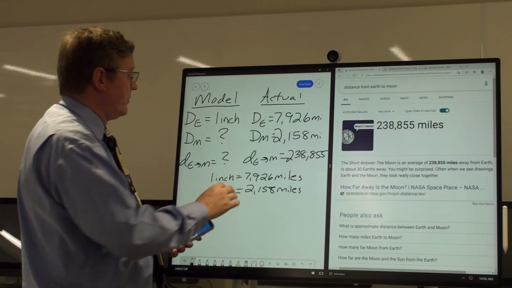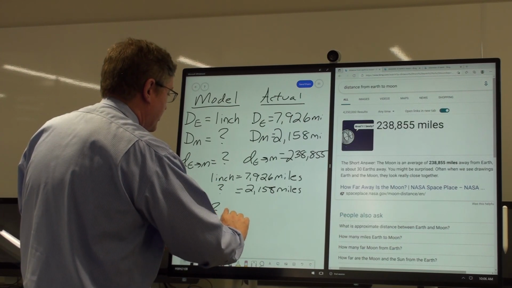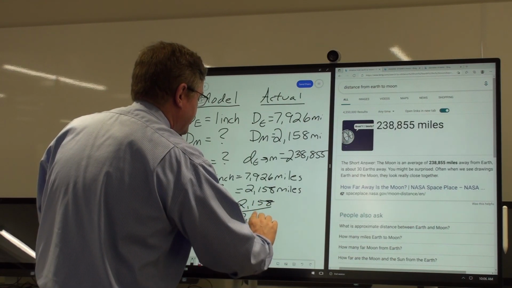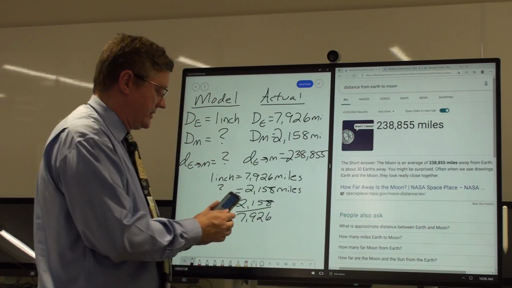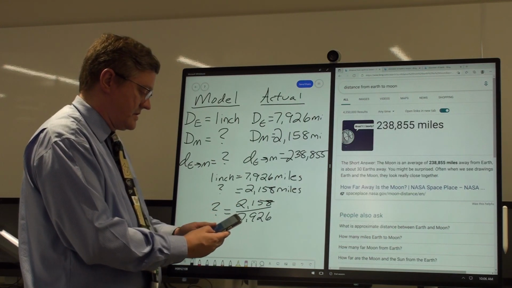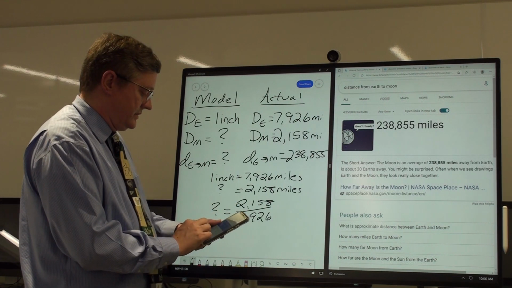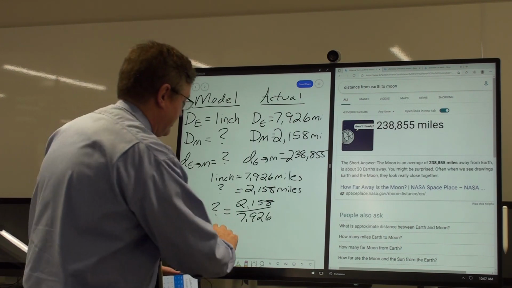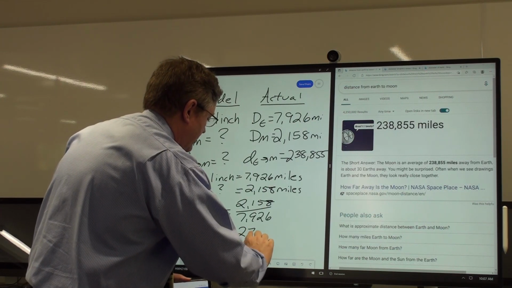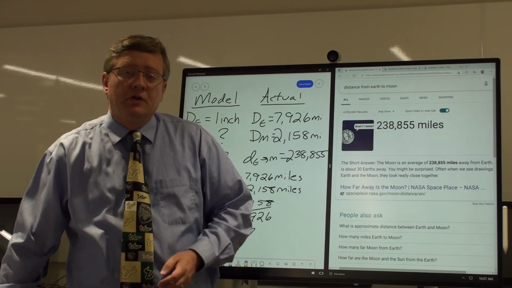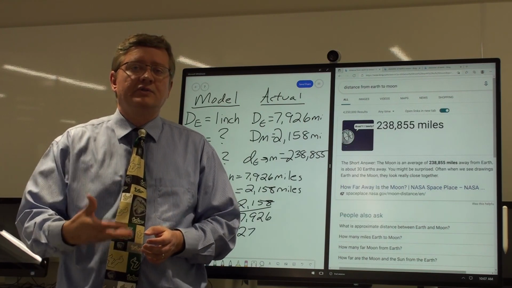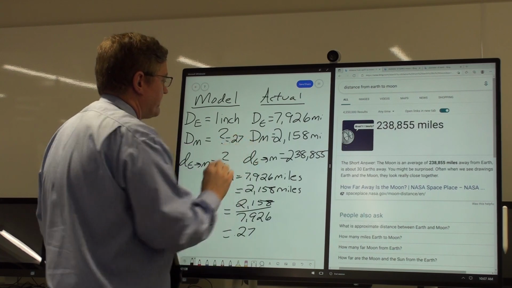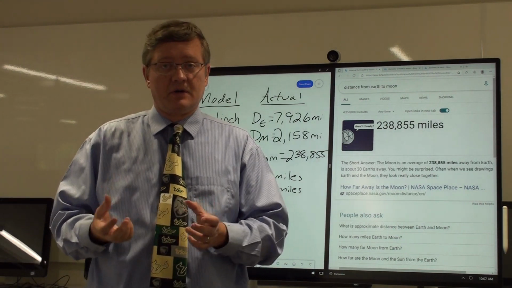But remember, I want to actually know what this is. So I can either flip that, or I can say my question mark equals 2,158 over 7,926. So when I do that, what I get is 0.27. So on my scale, the moon should have a diameter of about 0.27 inches. So now I know how big the moon is on the scale compared to the Earth.